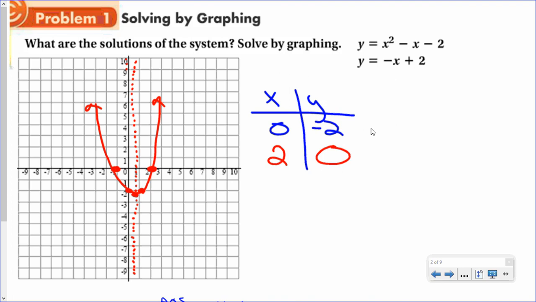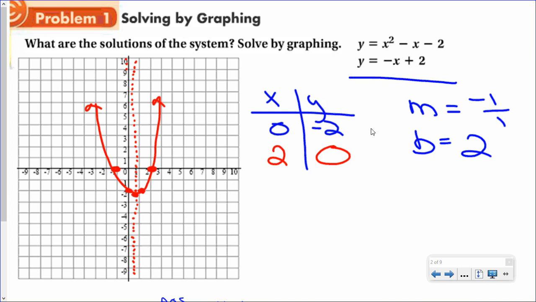Now I'll focus on the straight line, which is this guy right here. My m value and my b value is how you graph a straight line. My b value is 2. My slope is -1/1. You always plot your b value first. So in blue, I'm going to go up 2 and place a dot. From there, I'm going to go down 1 and to the right 1 a bunch of times. Now I got a hit right there.